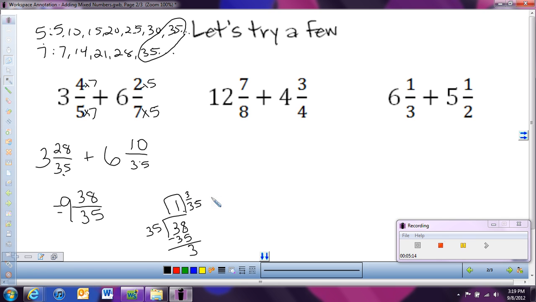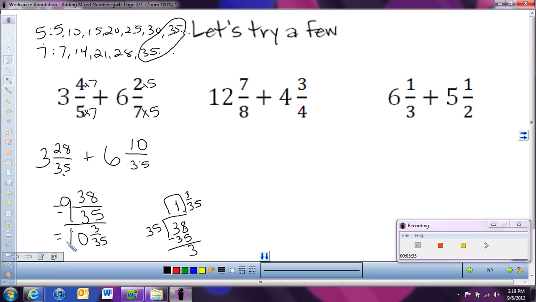Now this is not our answer. This was just our fraction piece written as a mixed number. We can't forget about our whole number out here. We had a 9, plus we now have a 1 over here. So our new total is 9 plus 1, which is 10 and 3/35.